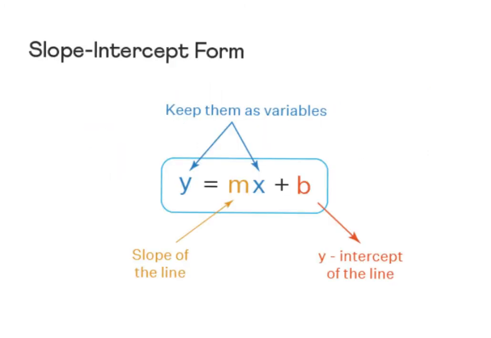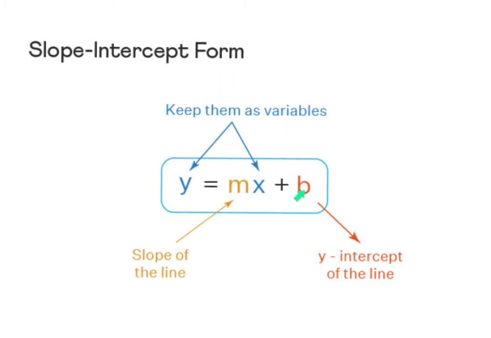All right, slope-intercept form. For slope-intercept form, y equals mx plus b. When I ask for the equation of the line, your y and x should still be y and x. They should stay variables. What should be filled in is your m, your slope, and your b, your y-intercept.